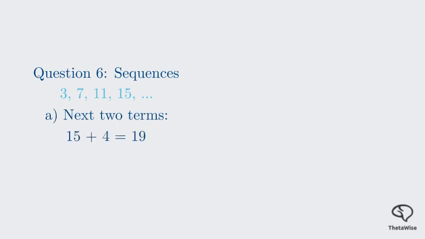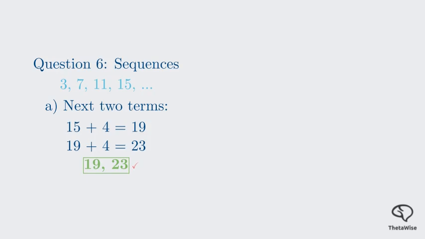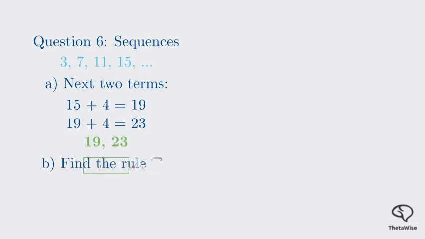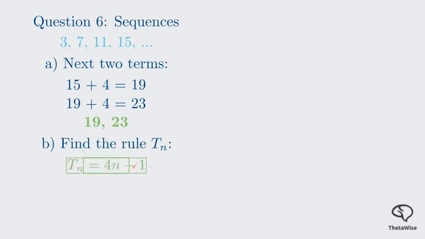To finish day 2, we return to sequences, but this time looking at visual patterns and data. The sequence is increasing by 4 each time. 15 plus 4 is 19. 19 plus 4 is 23. The next two terms are 19 and 23. Just like in day 1, we use the common difference of 4 times n. If n equals 1, 4 times 1 is 4. We need to subtract 1 to get our first term, 3.